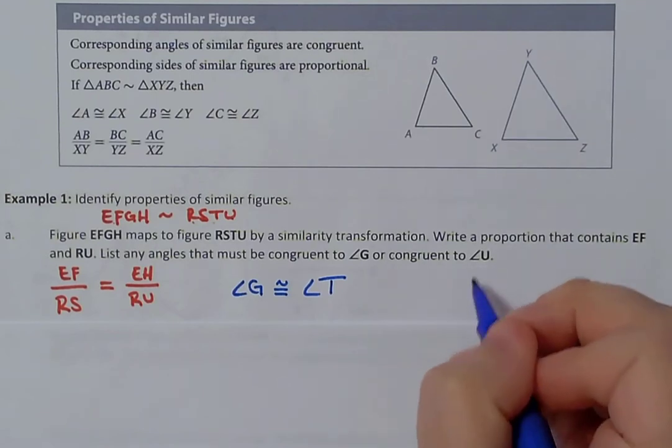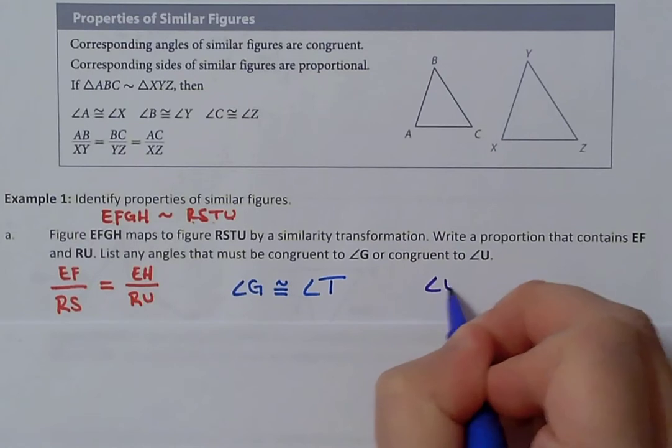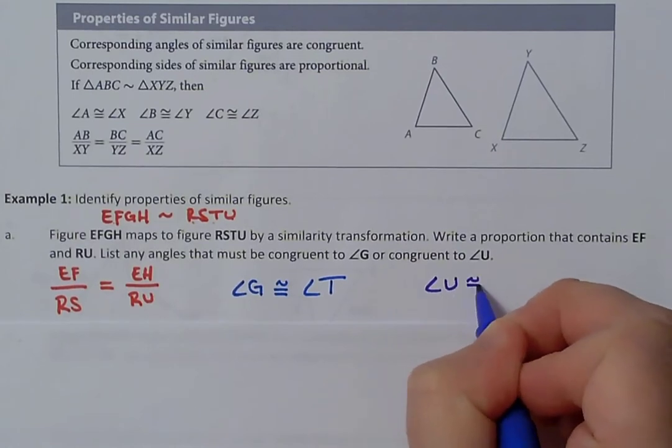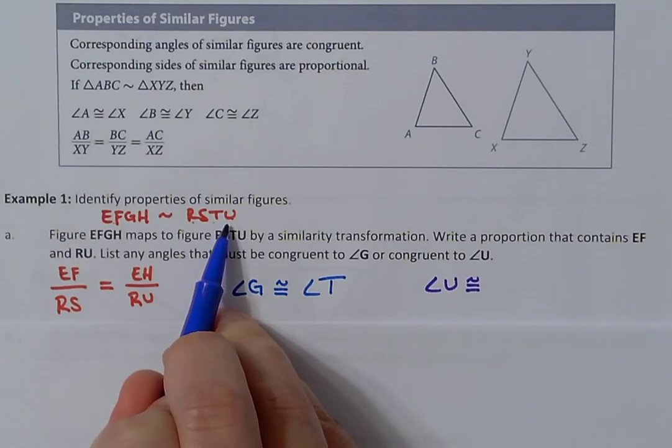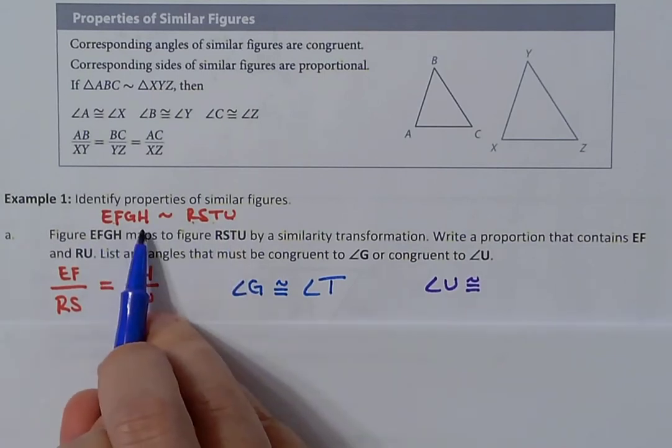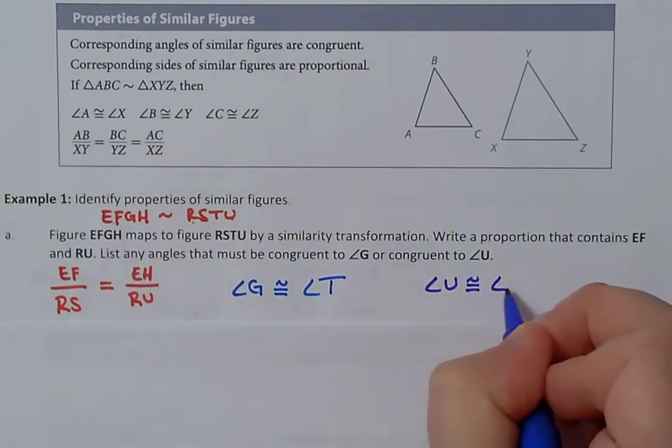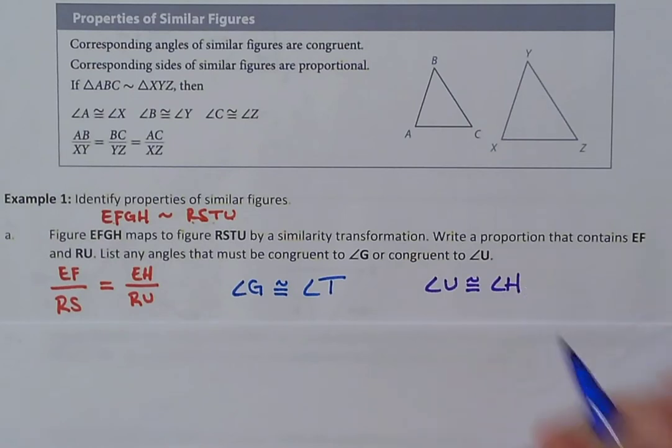And then they want to talk about angle U. So what angle must be congruent to angle U? Well, U is the last letter in the second statement. So the last letter in the first statement is angle H. And then that is going to give us our full and complete answer for example 1, part A.